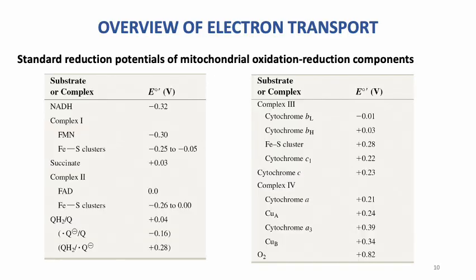This table, as in the previous one, shows the complexes with the different electron carriers that are present in these complexes and which are involved in oxidation reduction reactions. So in complex 1, you see there are iron sulfur clusters. In complex 2, there are iron sulfur clusters. In complex 3, there is cytochrome Bl, cytochrome Bh, and iron sulfur clusters, as well as cytochrome C1. In complex 4, there is cytochrome A, copper A, and there is cytochrome A3, and there is copper B. I'll be discussing all these complexes, as I said, one by one in some detail.